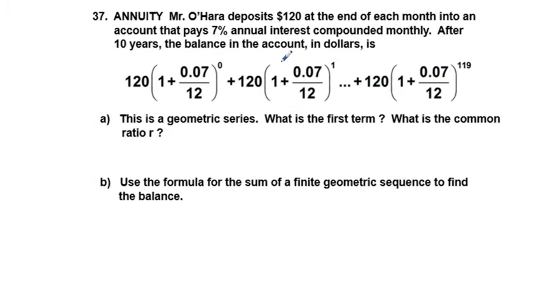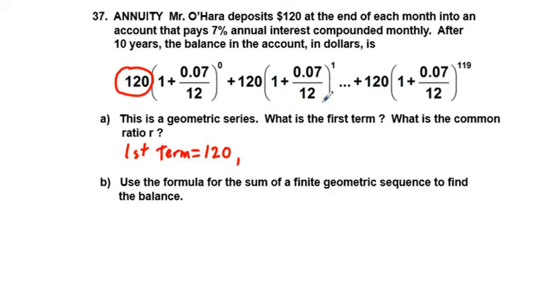Mr. O'Hara deposits $120 at the end of each month into an account that pays 7% annual interest compounded monthly. After 10 years, the balance in the account in dollars is, and we're given a formula, and this is a sequential formula, and you're given the first two terms and the very last term. This is a geometric series. What is the first term? What is the common ratio R? So the first term is this thing right here. So first term is equal to 120. In this case, 120 meaning $120.